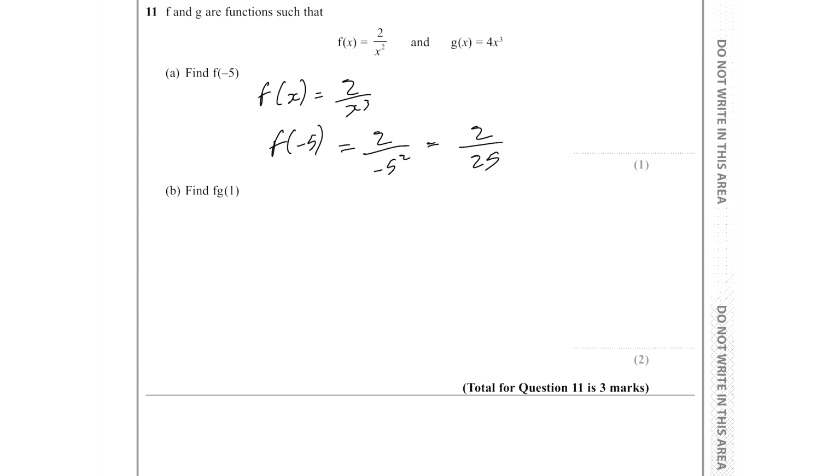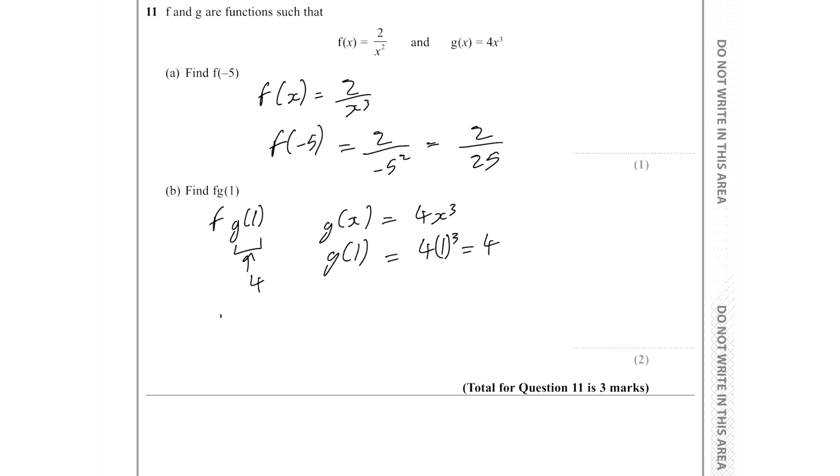And then for the next one, we have fg of 1. So again, let me just write this out, fg of 1. Let's focus on this bit first. If I look at the question, I've got g of x is equal to 4x cubed, and then it's got a 1 in there. So we've got g of 1 is equal to 4 times 1 cubed, and that's the same as writing the number 4.